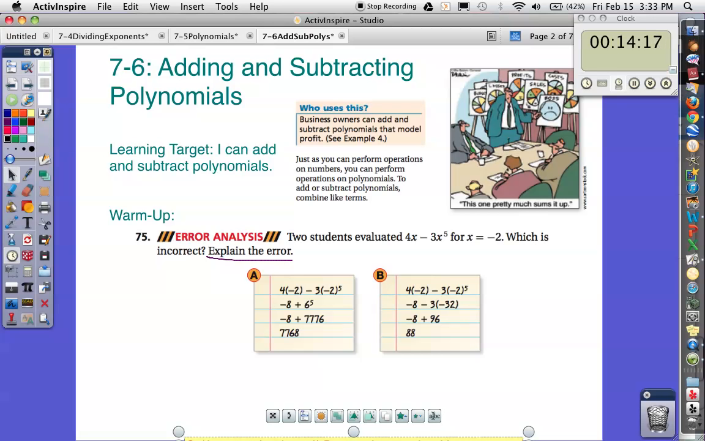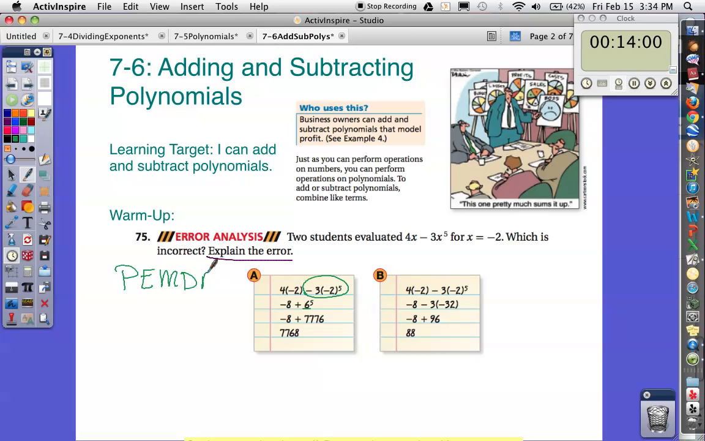So which student made the error? Where did they go wrong? Well, let's take a look at this. If you look on A, here they multiplied -3 times -2 to get a +6. However, you should do order of operations. PEMDAS, which one comes first? The exponent that you see of 5 or the multiplication? Exponents obviously come first. So A is going to be the error. You need to explain it in words, guys. Explain what they did wrong there.